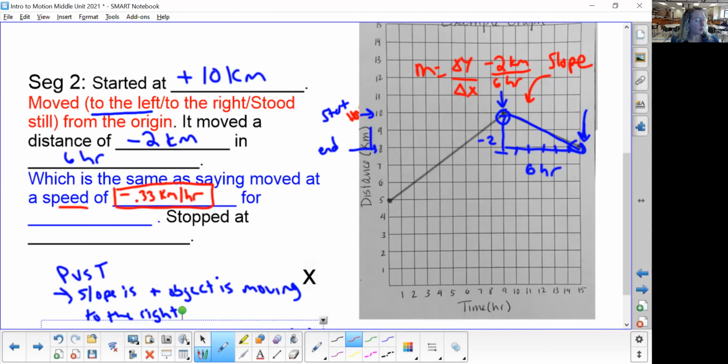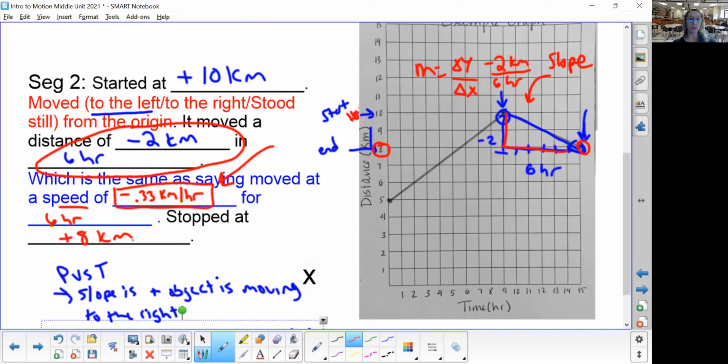And it did that for 6 hours. So that's still the same. It moved 1/3 of a kilometer every hour, and it did that for 6 hours. That's equivalent to what we said here. This is more specific. That's what we'll work towards. But you first have to be able to read the change in Y over the change in X, and then you can calculate the slope and say how fast they were moving and for how long they were moving at that speed. You then want to read the final position, which right here, it stopped at positive 8 kilometers. So it's reading the X and Y axis and describing the motion.